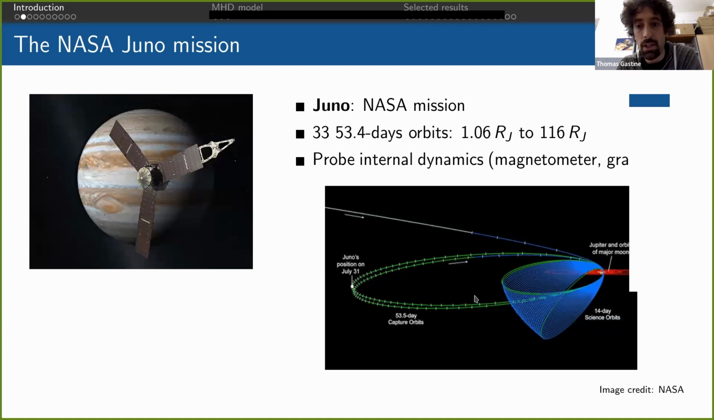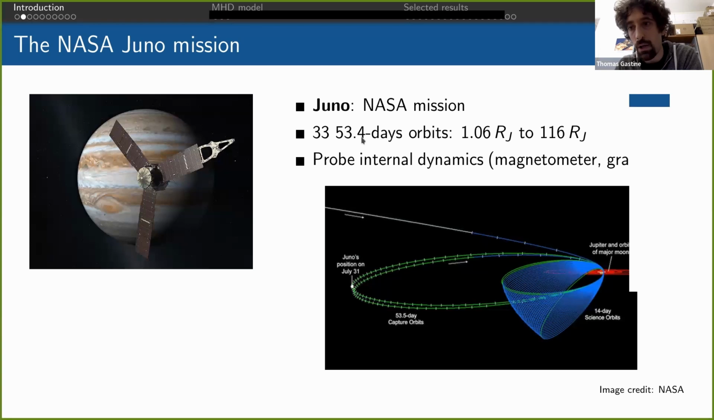shown in green here. This is a very elongated elliptical orbit, which goes very far into the magnetosphere, more than 100 times the Jovian radius, RJ, but which is also getting extremely close to the planet. And this is particularly useful if you want to gather accurate data from the magnetometer, for instance, which is on board Juno, or if you want also to have accurate gravity data that will help to better constrain the internal structure of Jupiter.